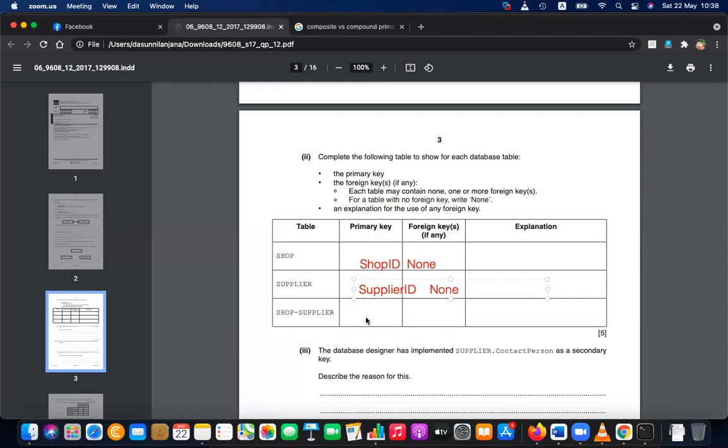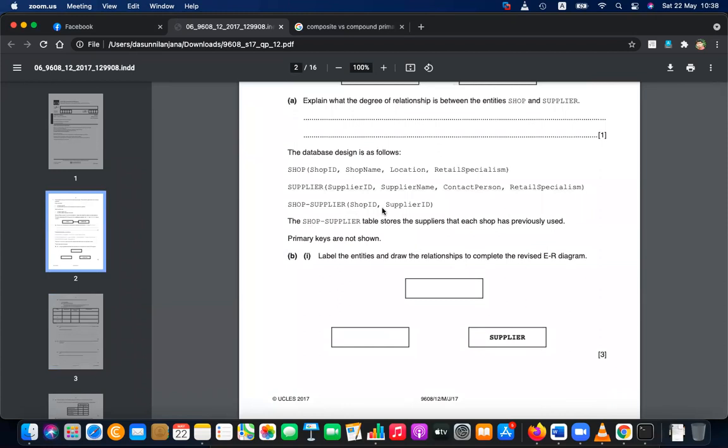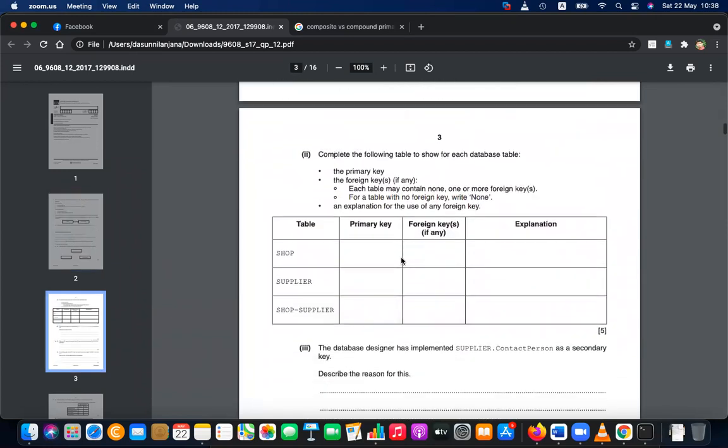Shop supply table. Shop ID and supply ID. Yeah, it has both, because that is how they have created it. Shop ID and supply ID both here as primary key. Then what are the foreign keys? Both. Shop ID and supply ID both are foreign keys.